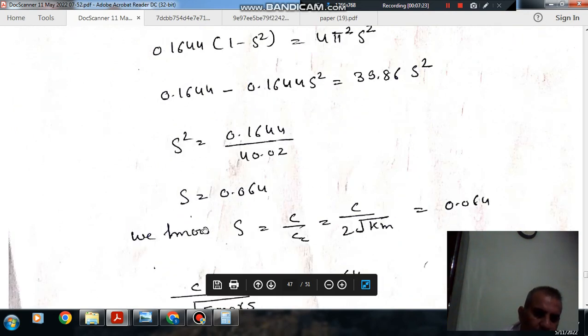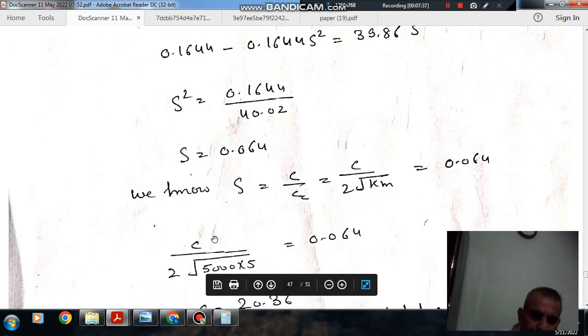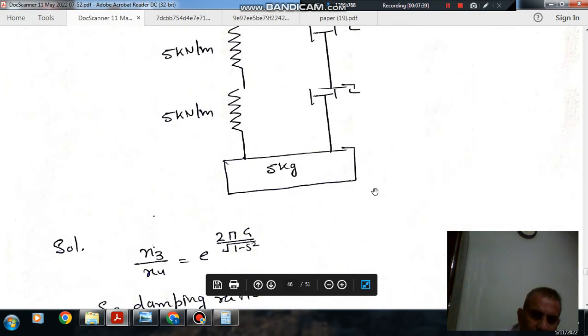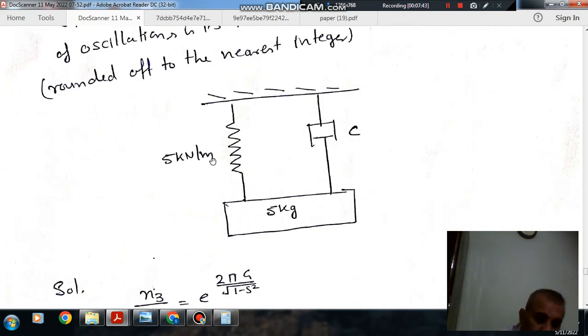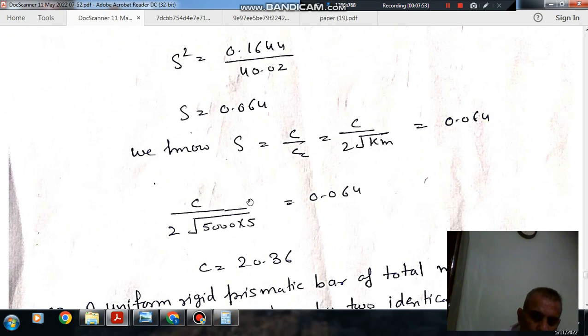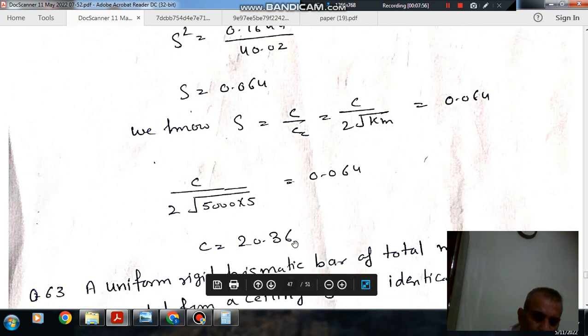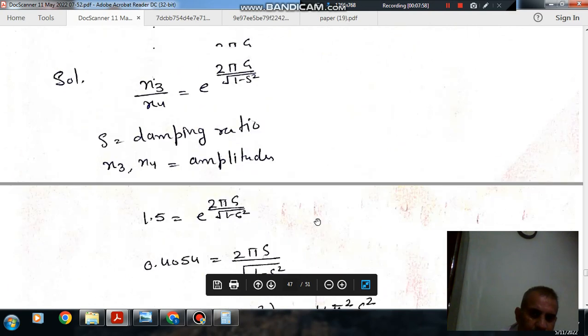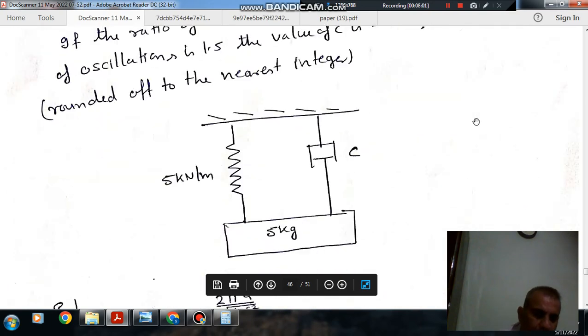So xi is the damping ratio, and damping ratio is given by C by Cc. C is the damping coefficient, and Cc is the critical damping coefficient. Critical damping coefficient is 2 root K M. Okay, so putting the values here, K is 5 kilonewton per meter, converting into Newton that is 5000, and M is 5. So we get C as 20.36. So the damping coefficient is 20.36 Newton second per meter.